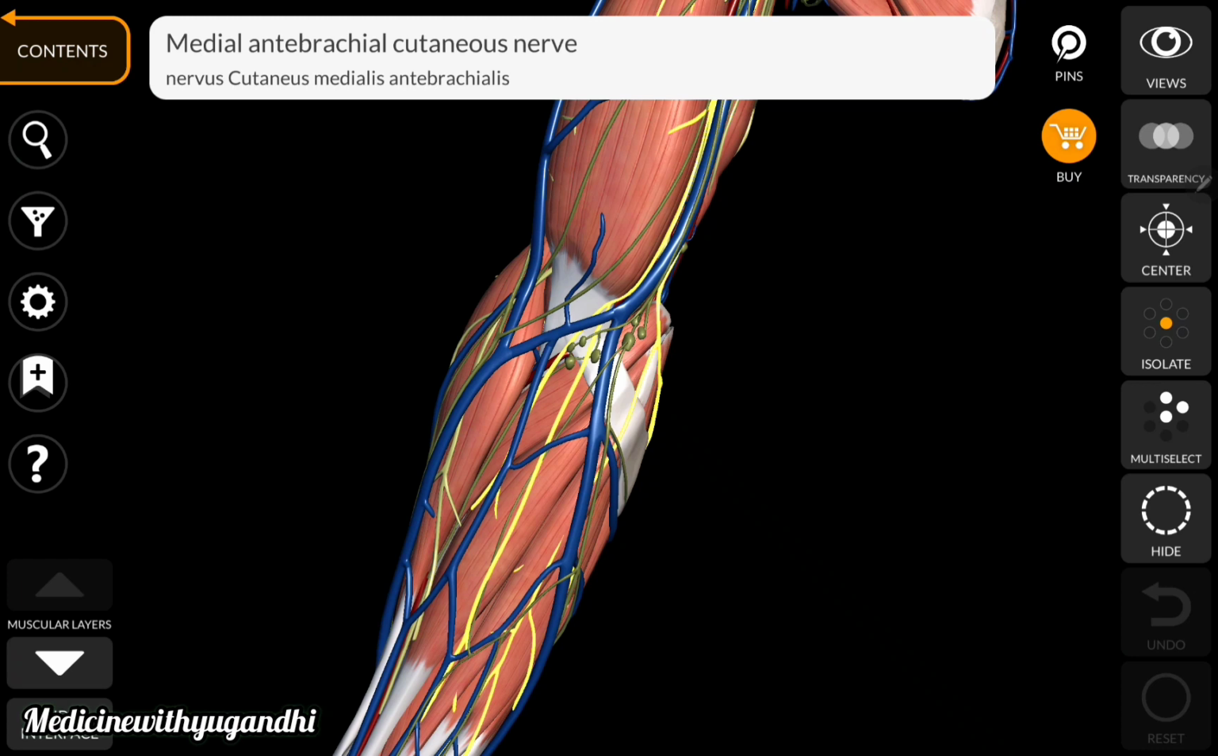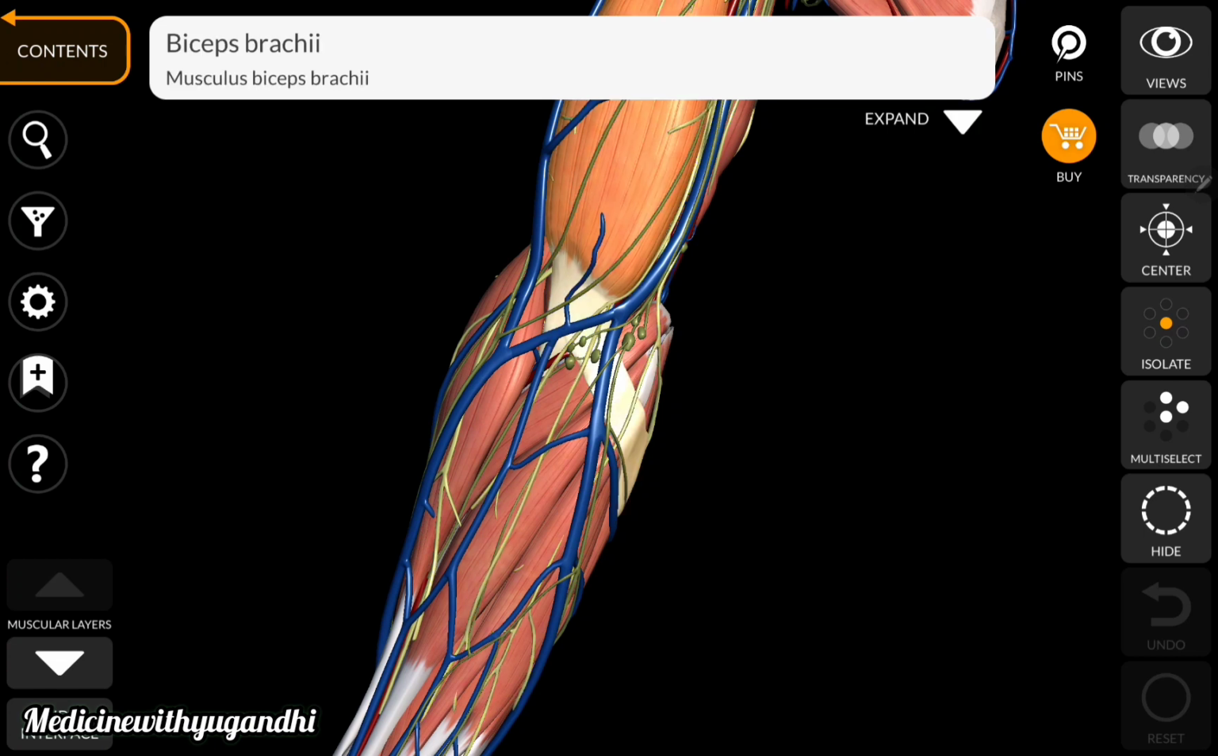Again I'm repeating, the roof is formed by skin, superficial fascia. Now we saw the contents of the superficial fascia, and the deep fascia also contributes to the roof of the cubital fossa. Then the bicipital aponeurosis. Here you could see the biceps brachii, and this is the bicipital aponeurosis, this white colored band. This is the bicipital aponeurosis, which also forms the roof of the cubital fossa.